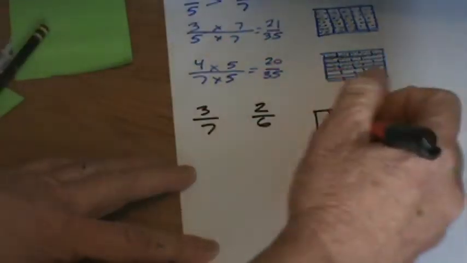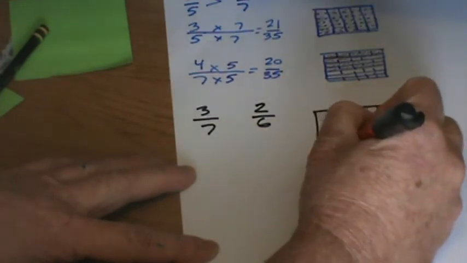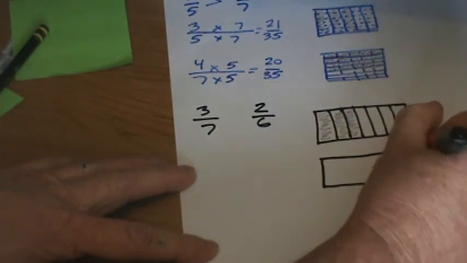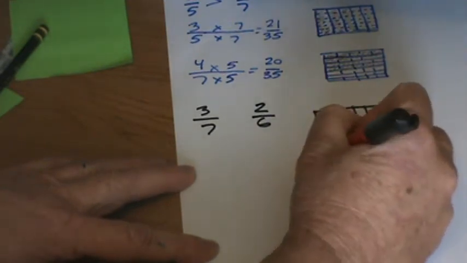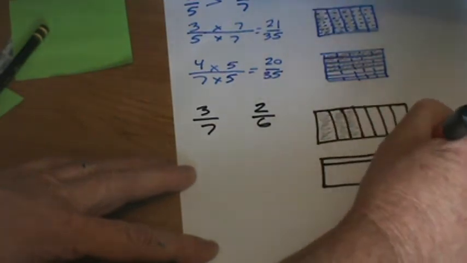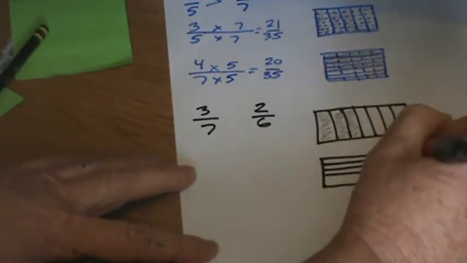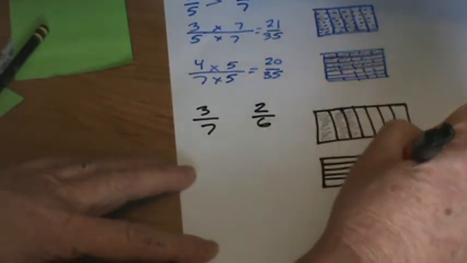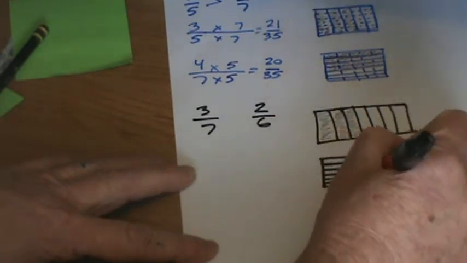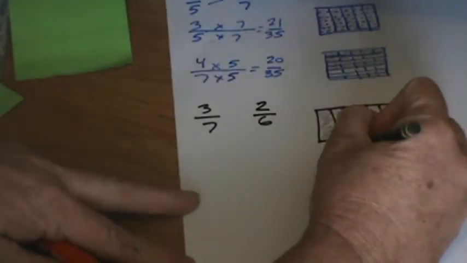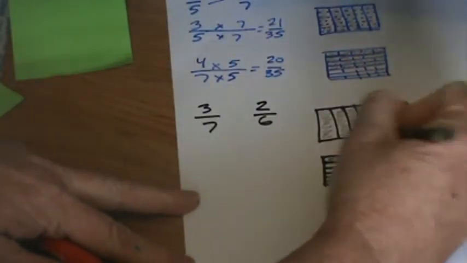And now let's make our 2/6. Gonna go 1, 2, 3, 4, 5, and 6. Okay, and I'm going to color in 2 of those, shade in 2. 1, 2.